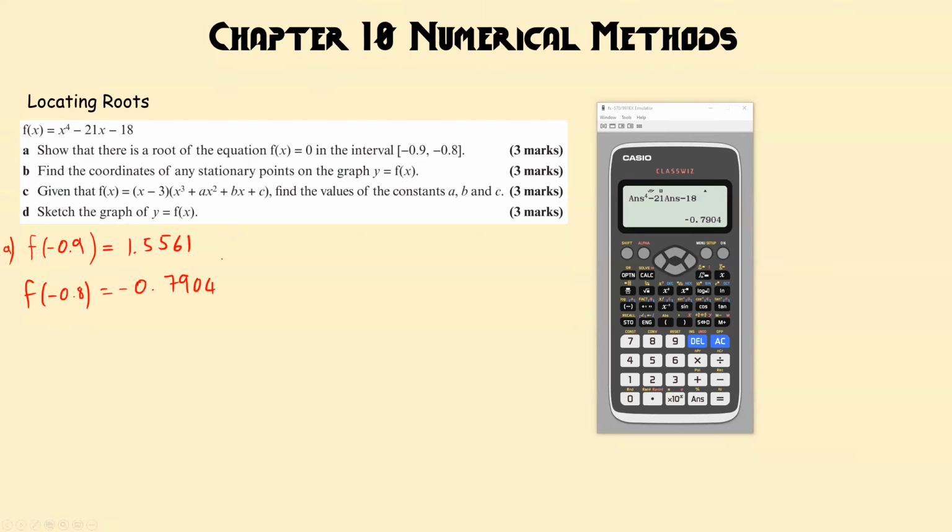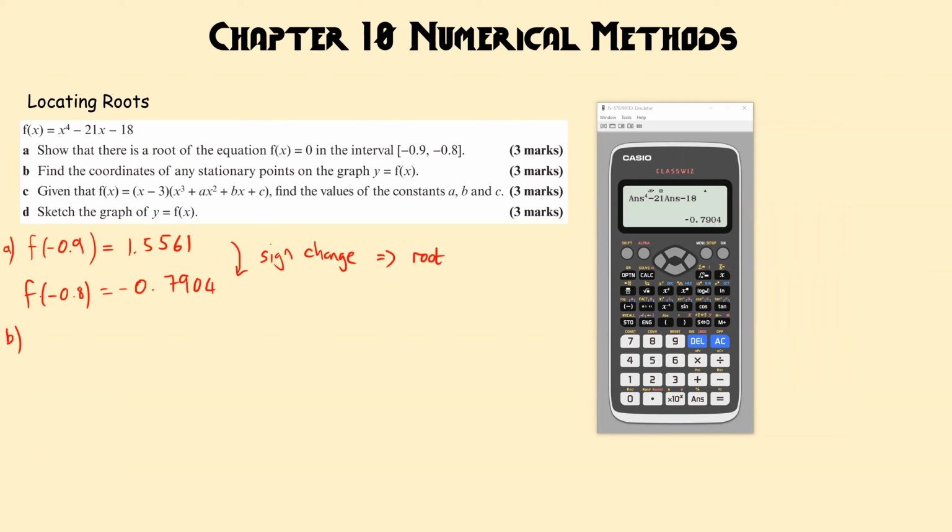So because there's a sign change, there must be at least one root in there. And it says show that there is a root. Well, I can't say there's one root, but I know there's at least one root in that interval. So sign change implies roots, technically at least one root.